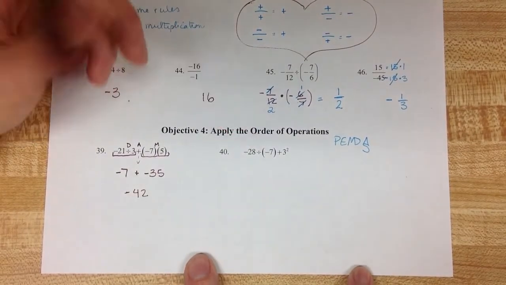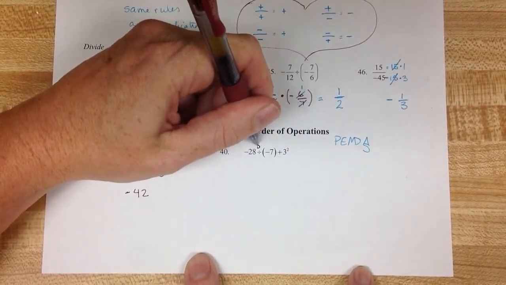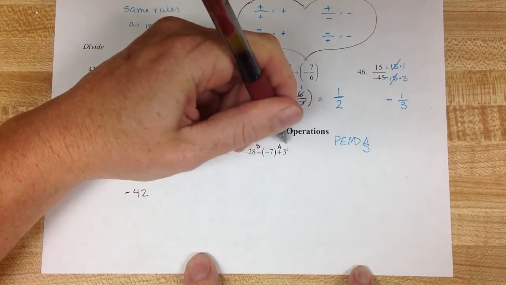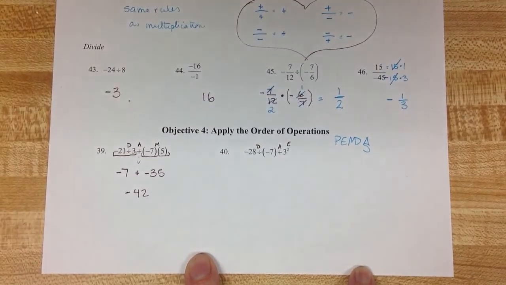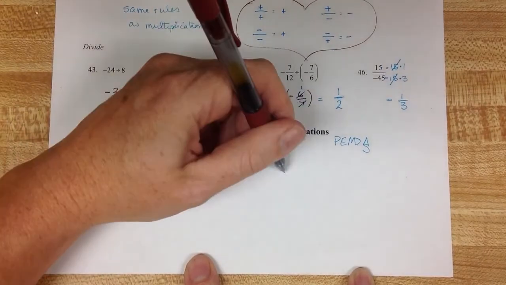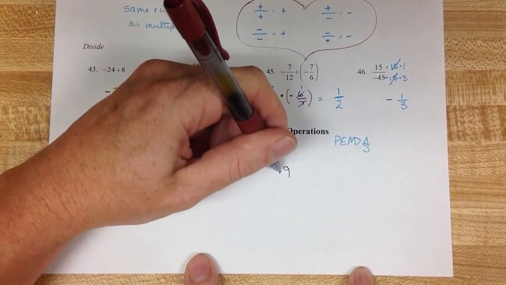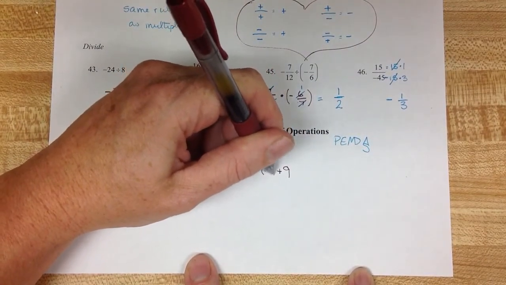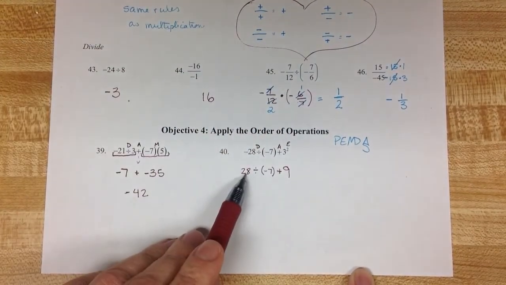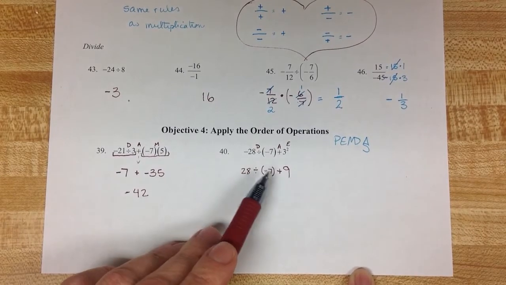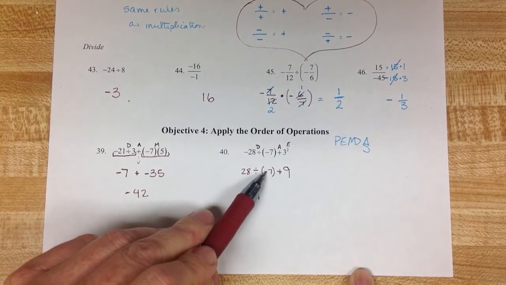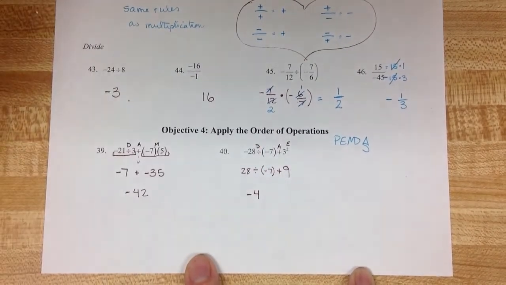Looking at this last problem, I've got division, looks like I've got addition, and I've also got an exponent. So I'm going to take care of the exponent first. 3 squared gives me 9. Recopy the rest. The division's going to happen next. 28 divided by 7 would be 4. So divided by negative 7 will be negative 4.